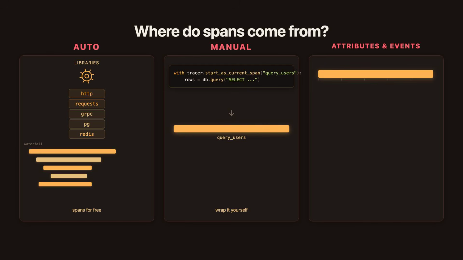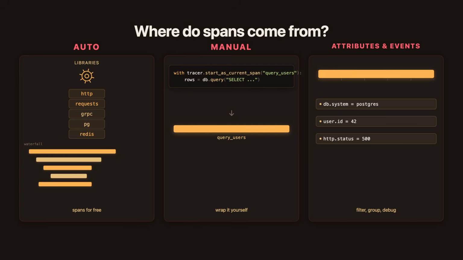Third, attributes and events. A span isn't just a bar, it's a bag of key value tags. Database system, user ID, query text, response code. You attach them to the span, and later you can filter or group traces by any of them. Events are timestamped notes pinned inside a span, great for logging errors with exact causality. Most spans come for free. The valuable ones you add yourself.